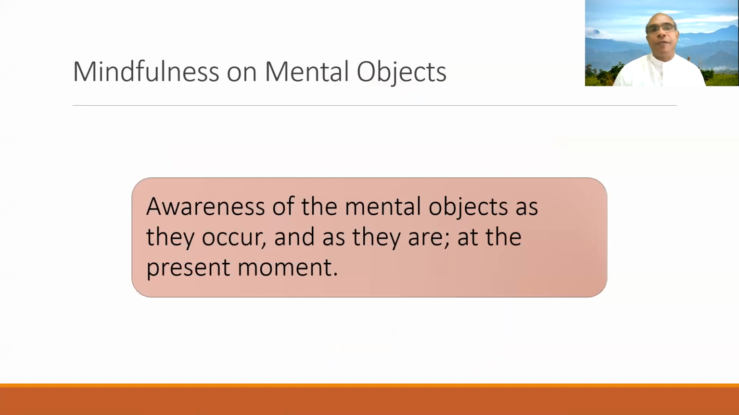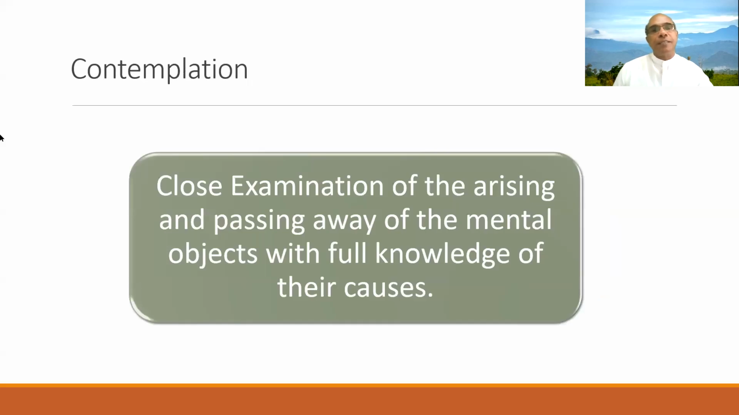Definition, I think you can always guess now. It's the awareness of the phenomena. In this case, the phenomena are mental objects as they occur and as they are at the present moment. Contemplation, similar to the earlier. When they arise, you become aware. When they pass away, you become aware. Contemplation stage 2 is when they arise, you become aware of it and its causes. And when they pass away, you become aware of it passing away and the causes for passing away.